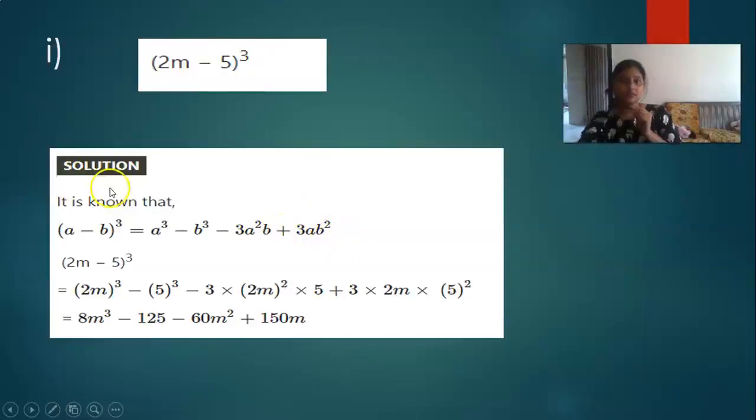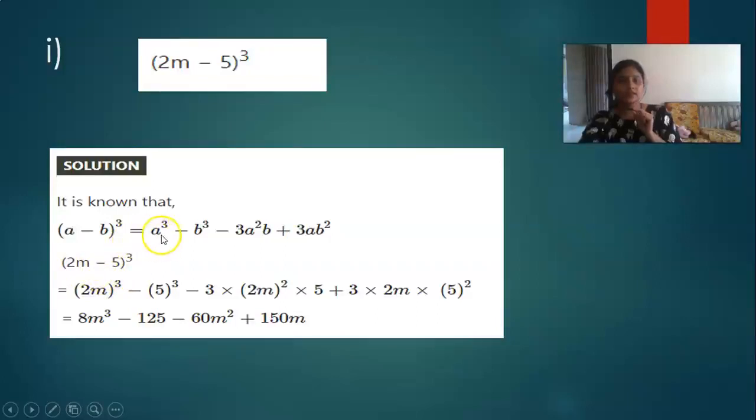See, the formula is exactly the same as what I have given previously. Only the terms are arranged here and there. There is no issue if you write a cube here or b cube here. Only the sign should be properly mentioned. So let's continue. 2m minus 5q.